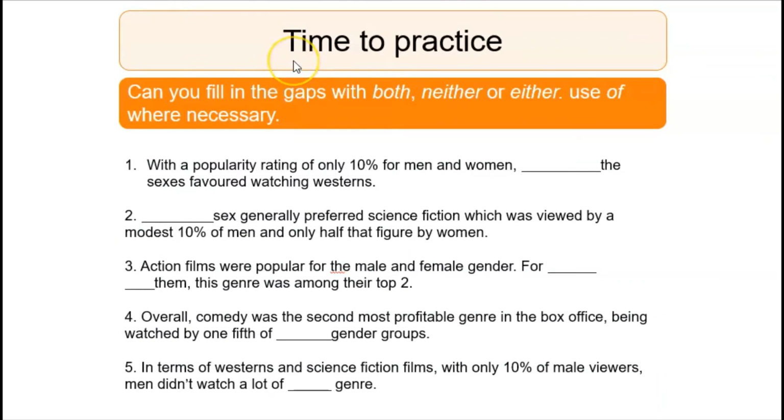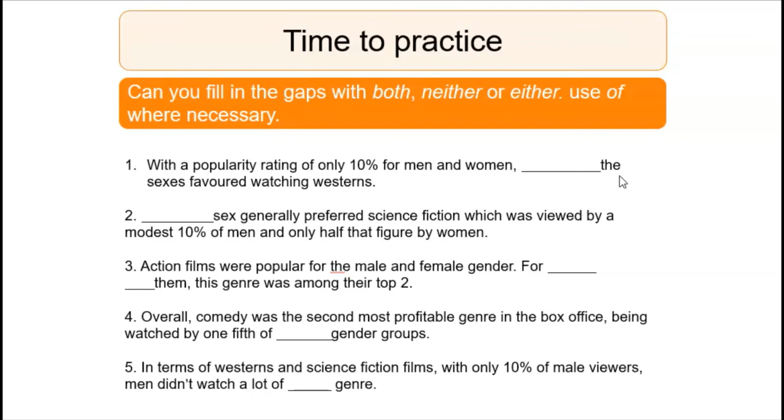Okay, students, so let's practice that. Can you fill in the gaps with both, neither, or either, and use of where necessary? Let's do number one together as an example. It says, with a popularity rating of only 10% for men and women, the sexes favoured watching westerns.